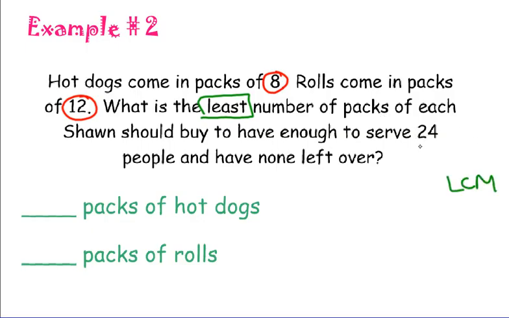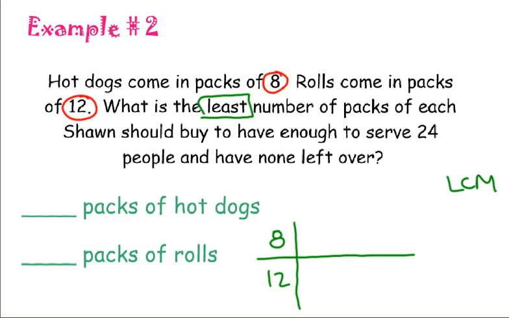Now, this number 24 right here can throw some people off. It's actually not part of the problem. It's just telling me that she wants to serve 24 people. And so, I need to know that. Now, what it wants me to do is find the LCM of 12 and 8, but then it also wants to know how many packs of hot dogs and how many packs of rolls. Okay, so let's do the LCM of 12 and 8.